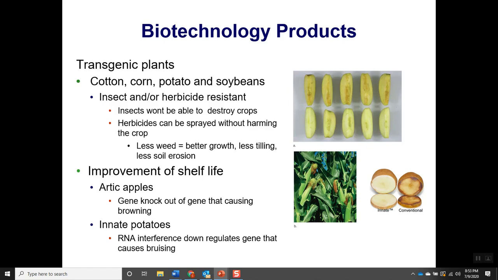So you can see here a picture of a conventional versus an innate potato, whereas this one here doesn't bruise such as the conventional one does. Here's the Arctic apple at the top. So you can see all the bruising and the browning in the apple up here versus down there.